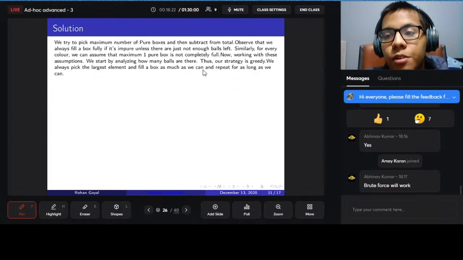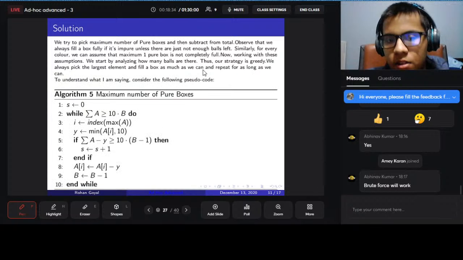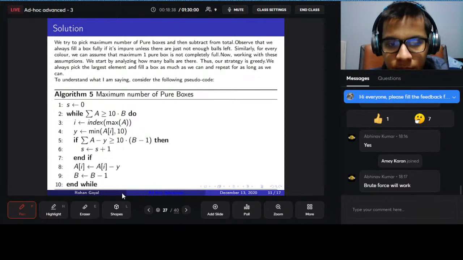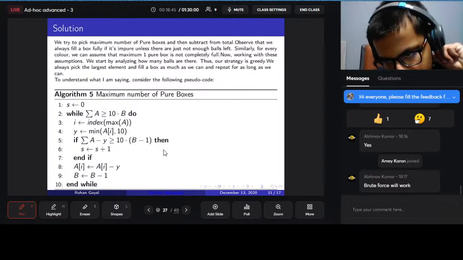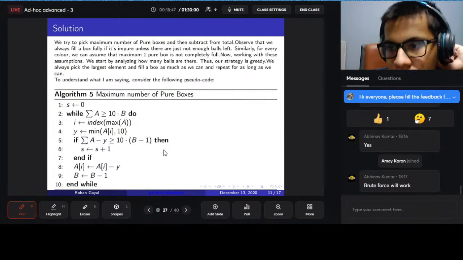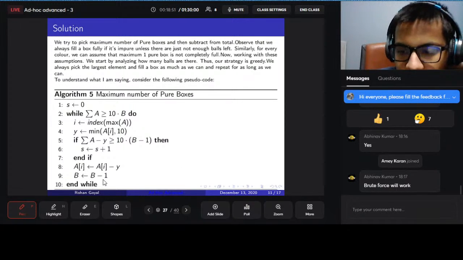Sometimes we won't be able to fill a box. Sometimes the issue will be that we don't have enough boxes for the remaining things after we do this, so everything at that point will have to be impure. For this, we can write this algorithm. Do you see what this algorithm says? Do you understand what this algorithm is saying?